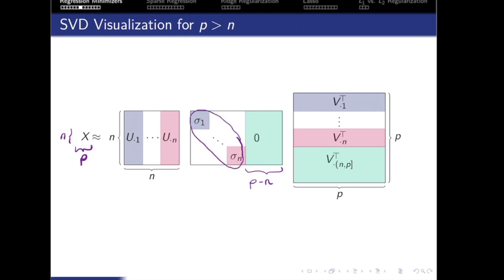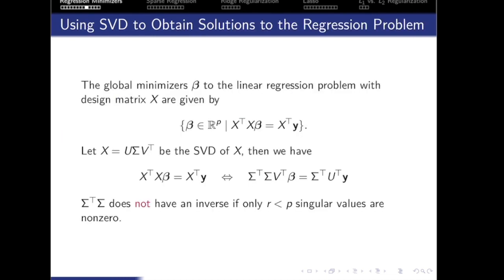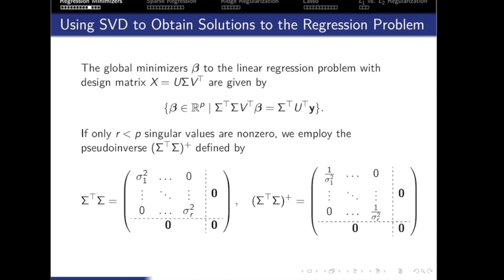But of course, we can also have the case that we have some singular values which are equal to 0. And we denote here with the index r the singular value which is the last one which is positive. And the case is now that sigma transposed sigma does not have an inverse if we have r smaller than p singular values which are non-zero. And why is that? So here at the top we have our result from before, right? This is how far we came if we have our singular value decomposition as denoted here.